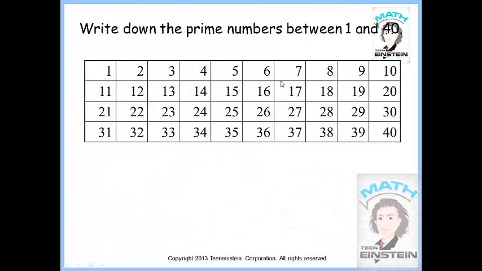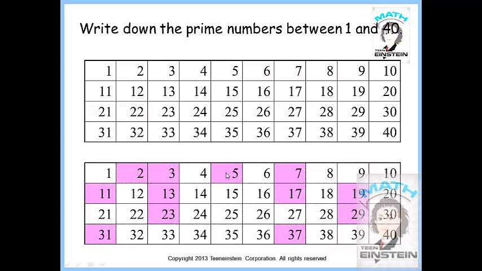Okay, write down the prime numbers between 1 and 40. So what are the prime numbers between 1 and 40? Of course, 1 is not a prime number because 1 has only one divisor. It is not a prime number. It is called a unit element.